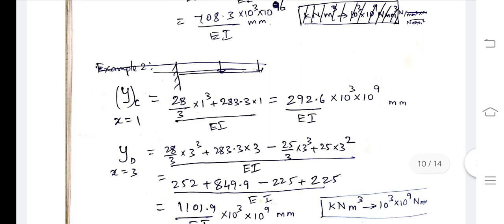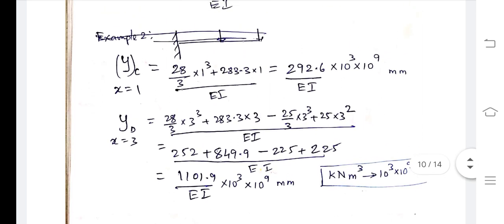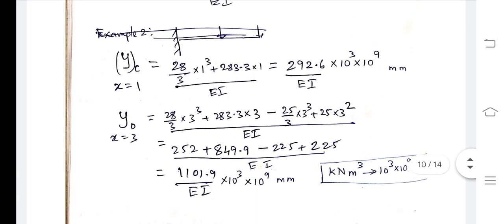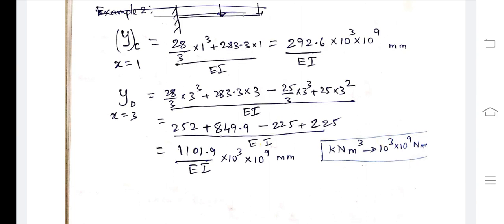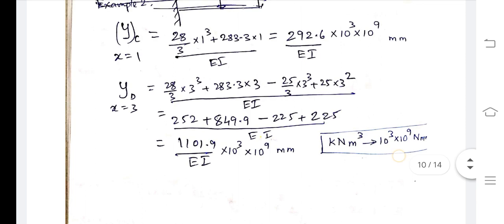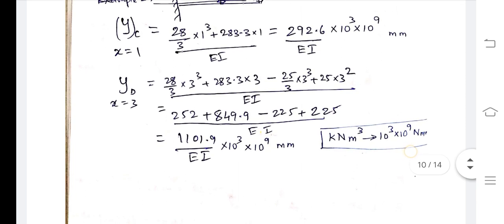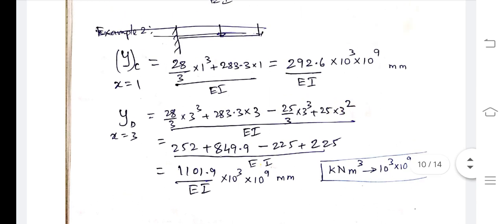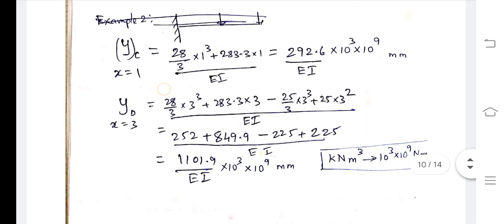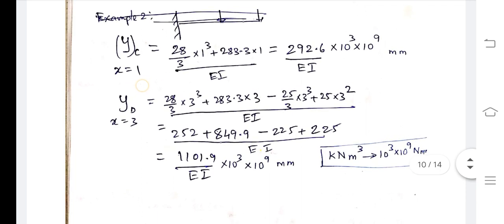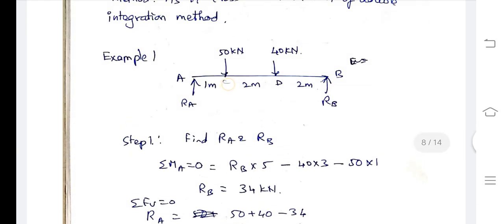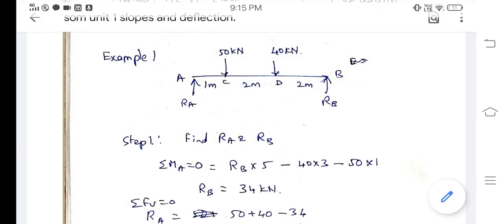Then for deflection, you are integrating the slope, correct? So you have to multiply by another meter to millimeter conversion. You can see that the conversion of the numerator for deflection is 10 power 3 into 10 power 9. All the other substitution is the same. Here x is equal to 1, that is, you are finding it exactly at the point load. So y at C, you can see in the question, exactly under the point load, you have to find the y value.